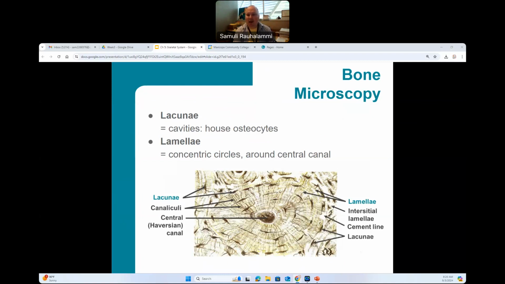We can see a few structures there. Let's start with the lacunae. These are cavities in the bone, and these are what house the osteocytes. Remember, osteocytes were the mature bone cells. Then we also have concentric lamellae, these rings around the central canal. These are concentric circles of lacunae situated around the central canal, which is also known as the Haversian canal.